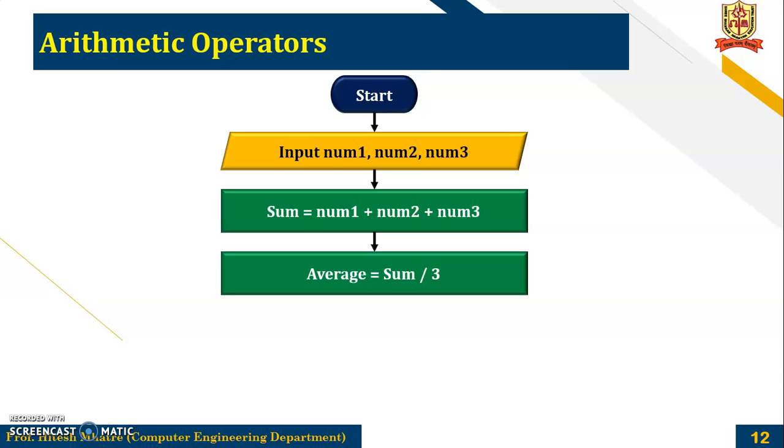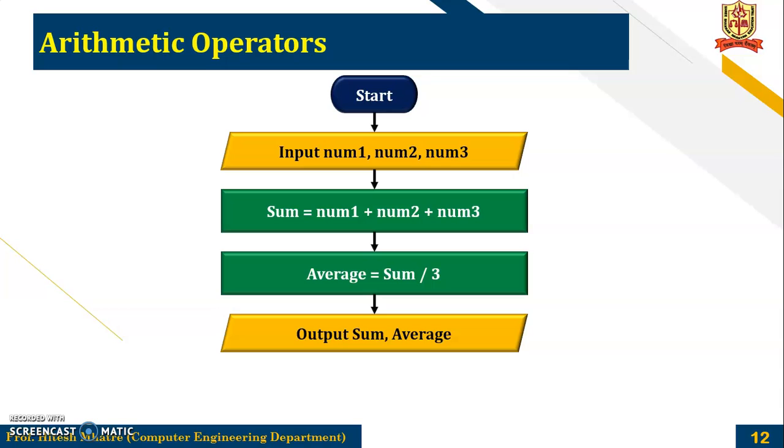Then again is the average. Average is nothing but the total, that is sum, divided by 3. So here again I'm using a division operation, so it will calculate the average. Then output sum and average. So again here is the output and then stop. The simple flow where you're using the start, stop, input, output and the processing. Simple flowchart.